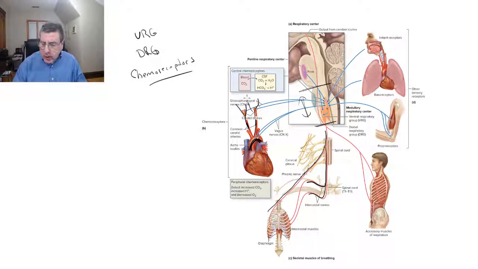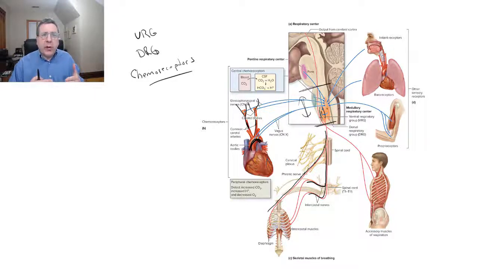So let's look real briefly at how you're breathing at this point. We're just limiting it to quiet breathing right now. So in quiet breathing, we have your ventral respiratory group. This one is in the front, okay? This area here.